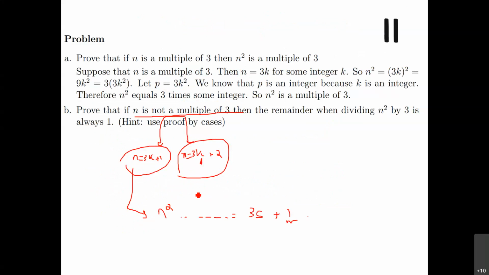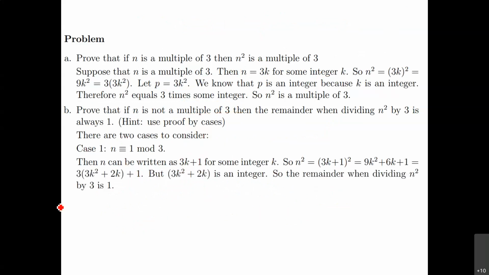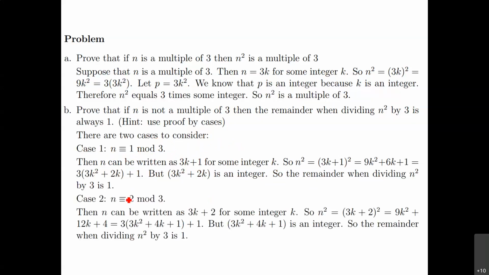Okay. So case 1 is saying that when you divide n by 3, you're going to get a remainder of 1. So n modulo 3, the remainder of division by 3, is going to be 1. So this is just saying n is 3k plus 1. Second case, the remainder of division is going to be 2 after you divide by 3.